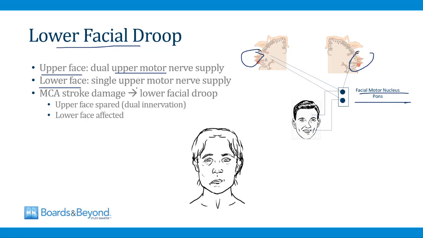The lower face, on the other hand, is only a single upper motor neuron supply. It's from the contralateral side. So what this means is when the MCA stroke damages half of the cortex, there will be only lower facial droop. The forehead will be spared because it has dual innervation, but not the lower face. And so this is the classic depiction of someone having an MCA stroke. Their forehead is not drooping, but their face is drooping on the lower half.